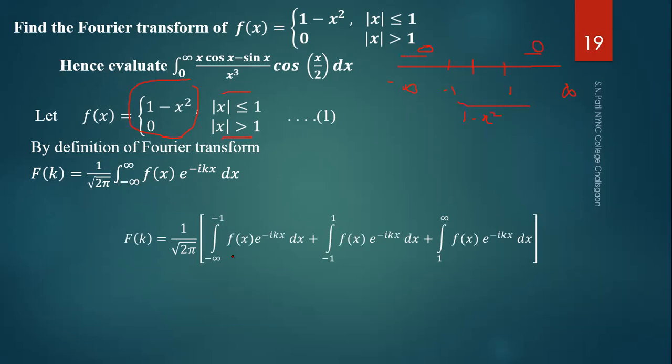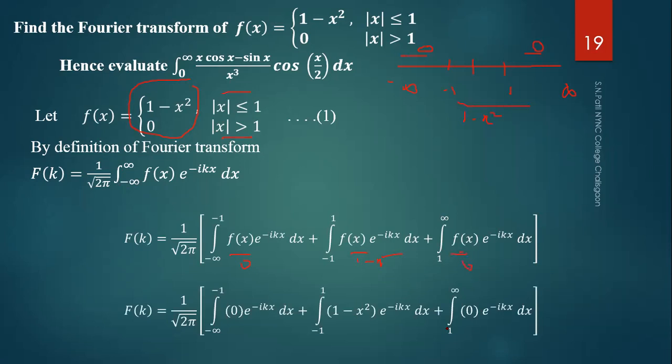Now what is the value of f(x) here? 0. What is the value here? 1 - x². What is the value here? 0. We substitute here, then the first integral and the third integral are 0. The remaining integral is 1 - x² into the exponential function, with 1 upon under root 2π.